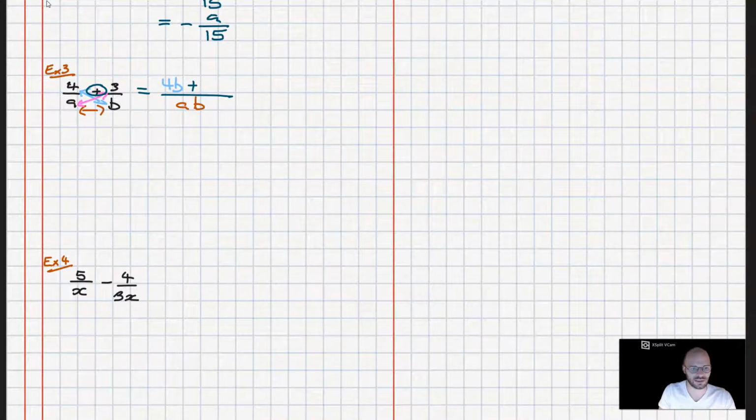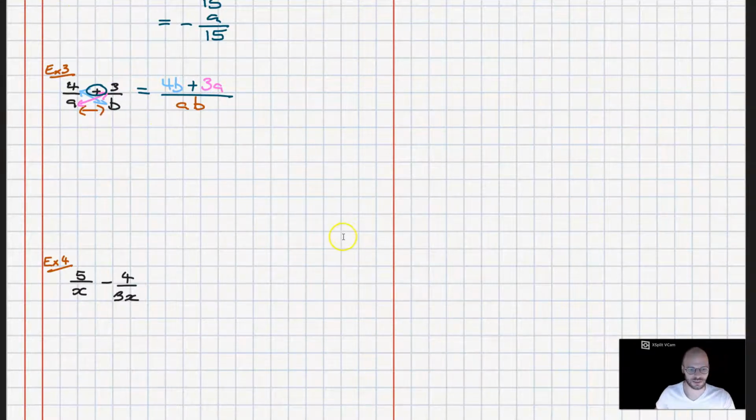And our second term in our numerator is going to be 3 times a, which will come out to be 3a. So what we're left with is 4b plus 3a all over ab. Now usually we'd try and simplify this further, but based on what we have, 4b is not divisible by ab, and similarly 3a is not divisible by ab, and we can't add 4b and 3a together because they're not like terms. So this is as far as we can go.